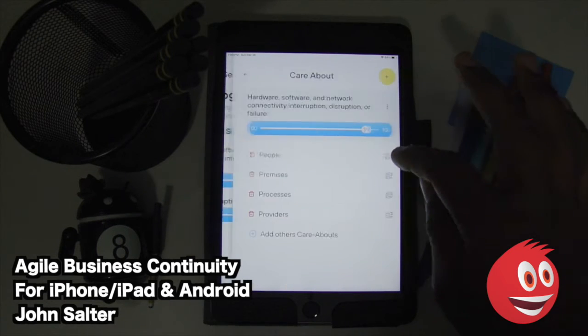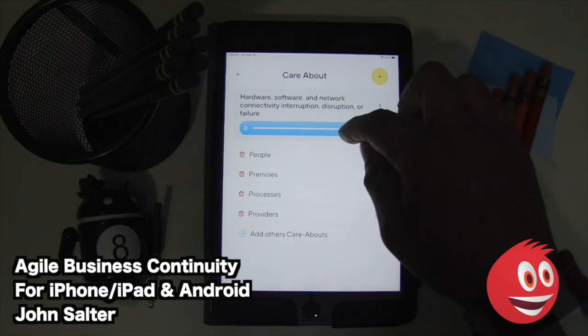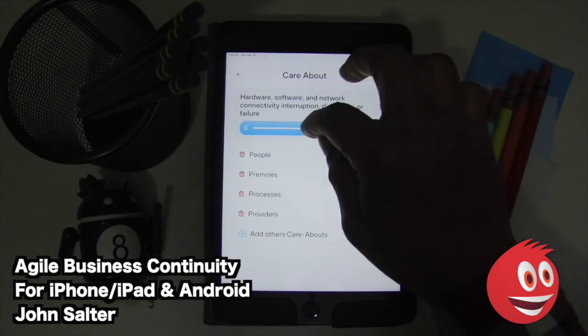If we tap on the hand claps, take a look at these care-abouts. Now, care-abouts, I want to make it very clear that when we talk about the impact, we're talking about certain aspects or some aspects of your business. These impacts would affect some type of asset, and those assets don't necessarily have to be material. They could be people, your employees. It could be the premises, as you can see here, processes, or providers. You can also add other care-abouts, and if you notice, we can change that impact level. We're up at 9 right now, but we can go as low as we'd like.